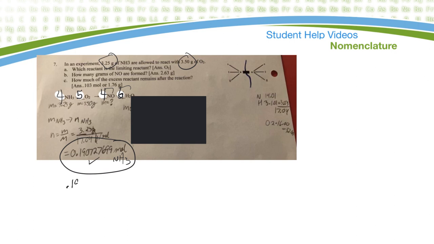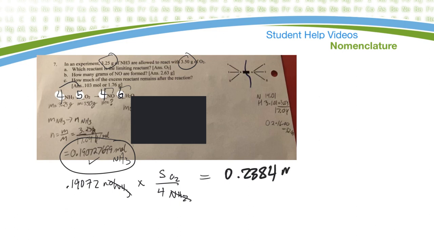So it would be 0.9072, etc. moles of ammonia. If I have that much, then according to my mole ratio, 5 moles of oxygen to 4 moles of NH3, I need to times that by 5 and divide by 4. Let me get my calculator. Okay, when I do that, I come up with 0.2384 moles of oxygen. So to use up all this ammonia, I need this much oxygen.